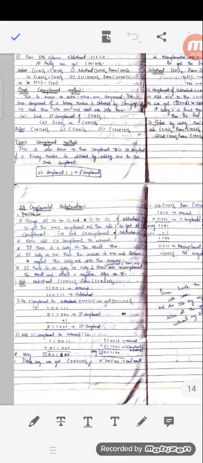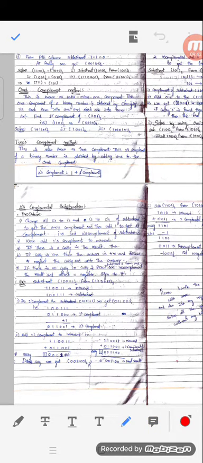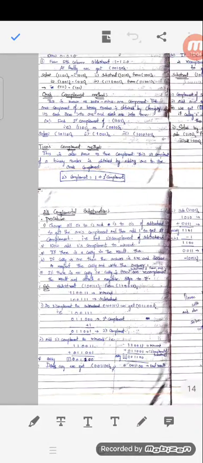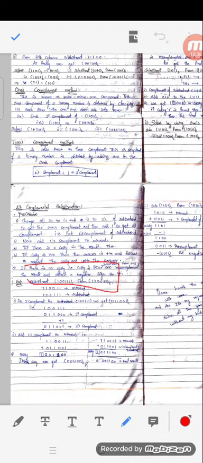Now 2's complement. How do we write the 2's complement method? It is nothing but the same as 1's complement subtraction, but the main difference is that here we follow the 2's complement method. So what is the question? Subtract 100111 from 11011. This acts as the subtrahend and that acts as the minuend.